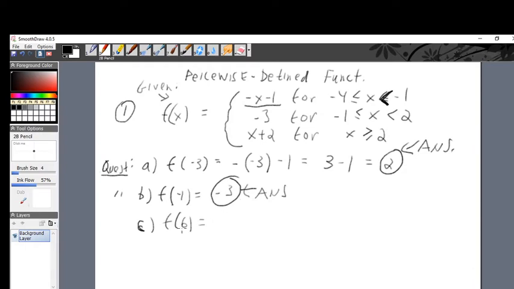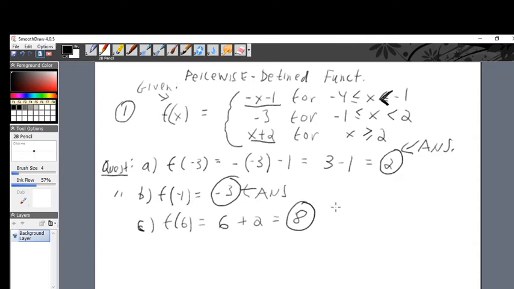And now finally, f of 6. Is 6 over here? Is x equals 6 over here? No. Is it here? No. But greater or equal to 2? Well, 6 is greater or equal to 2. So here's what we're supposed to do. X plus 2. So x becomes 6 plus 2 equals 8. And the problem is over. That's all you've got to do. There's nothing more special than that.